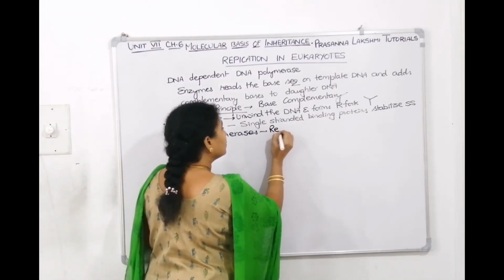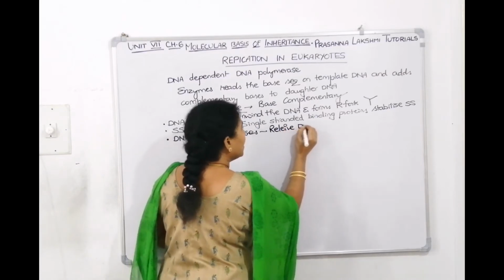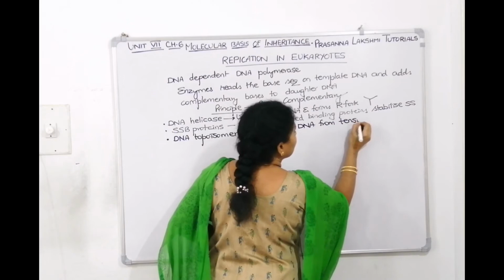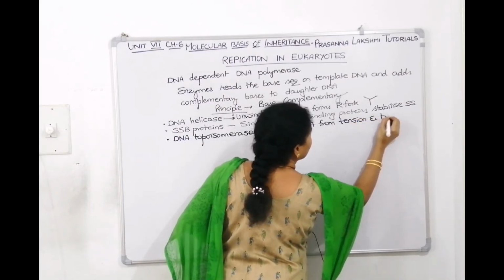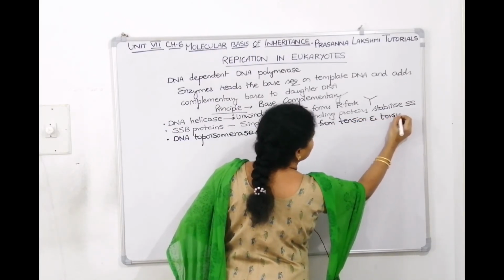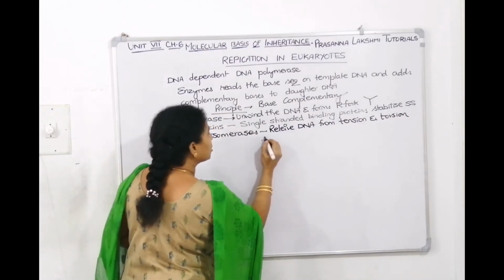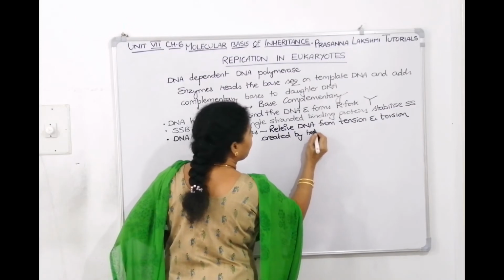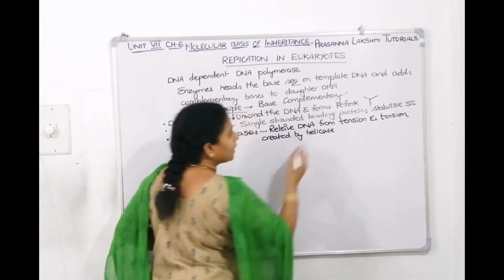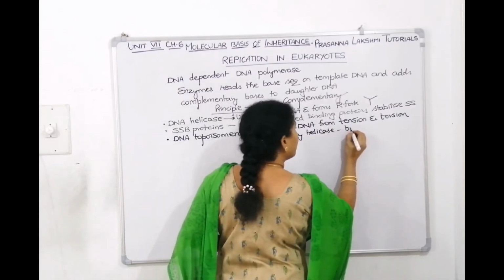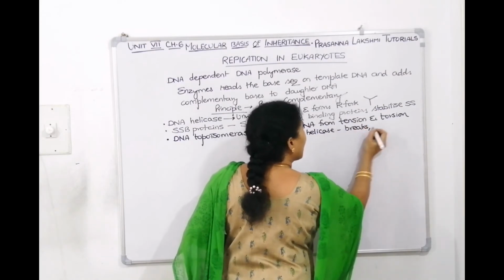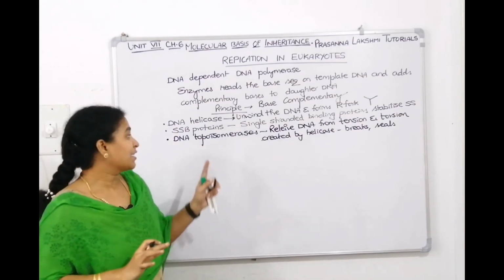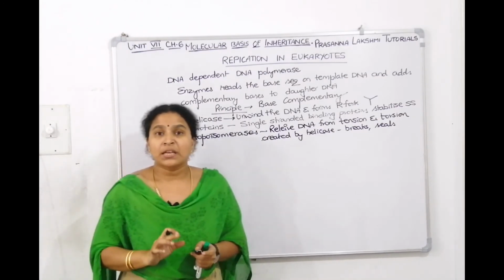They will relieve the DNA from tension and torsion created by helicase. Wherever there is tension, it breaks the DNA and again seals it. It joins it again and makes a normal strand. That's the function of DNA topoisomerase.